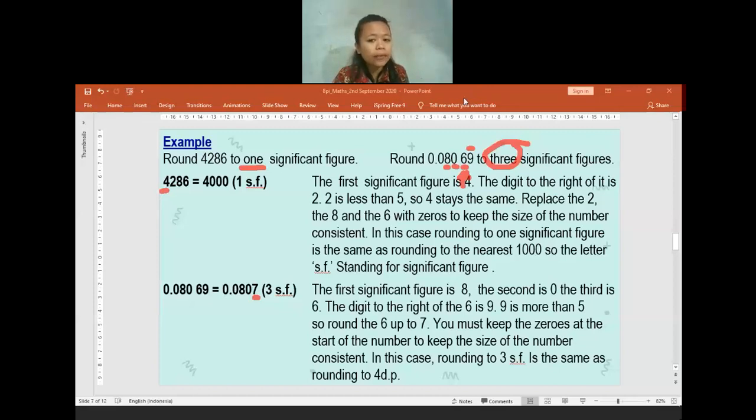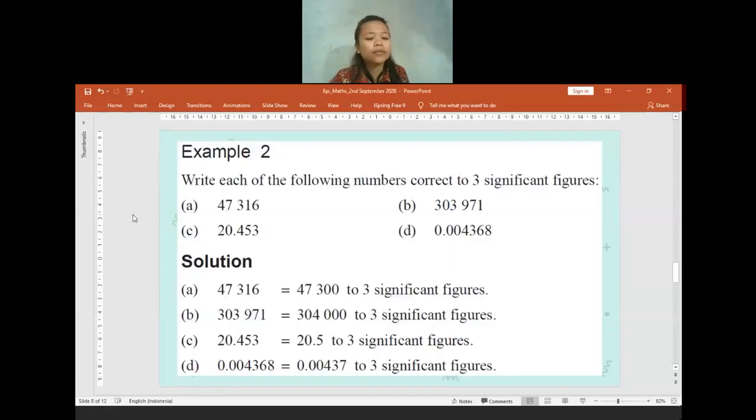Is there anyone having any question, or maybe my explanation is still confusing? Is everything clear? For sure? Okay, if everything is clear, I will move to the other example. I still have another example. I have 4 numbers for the example.